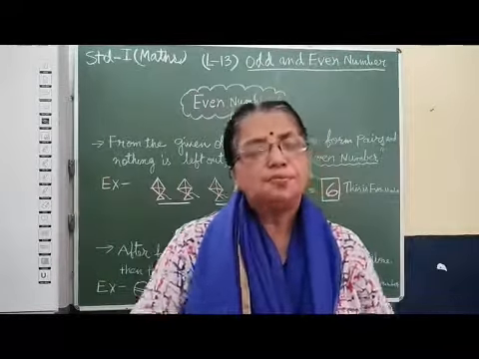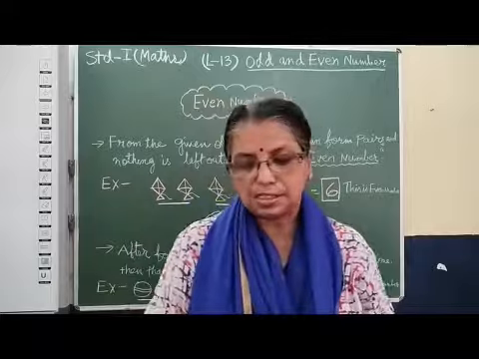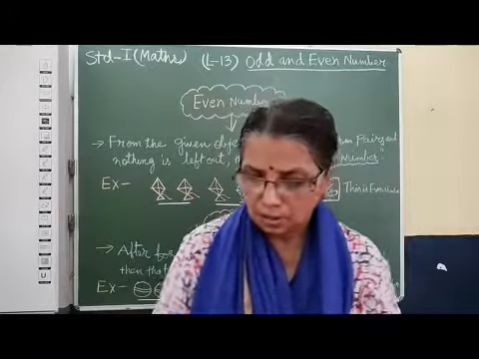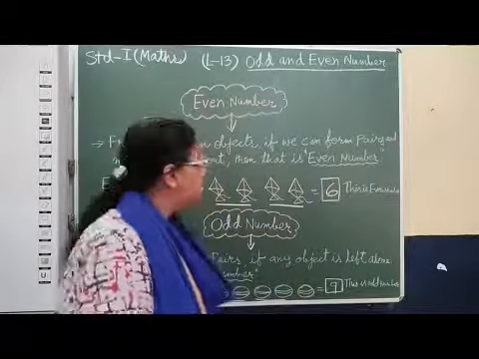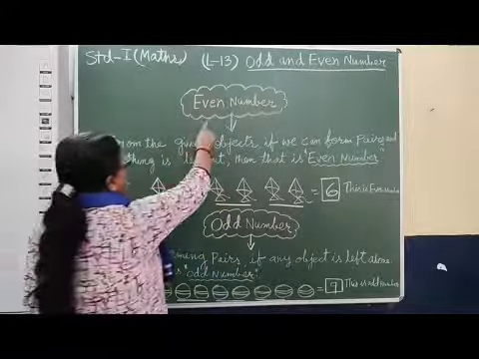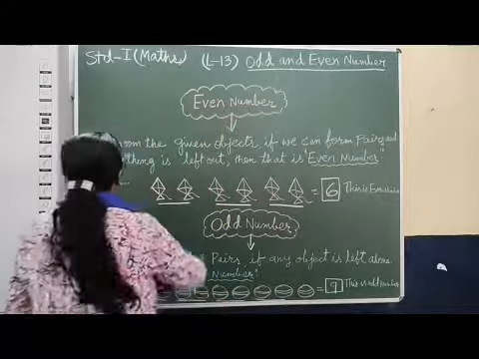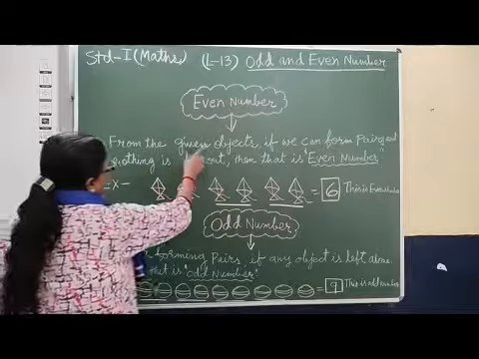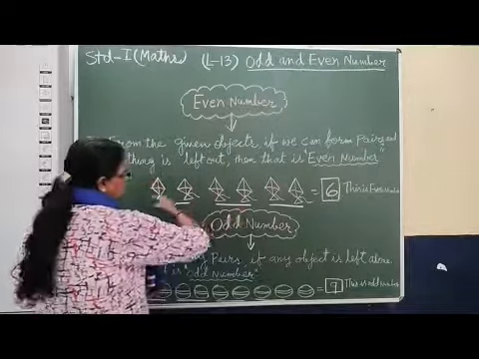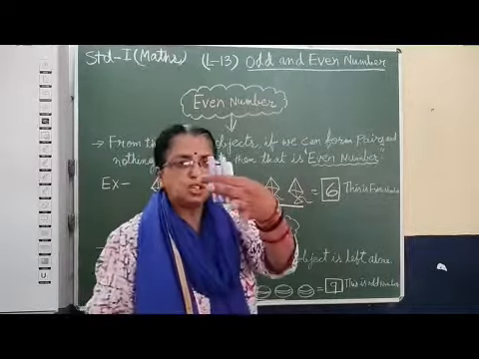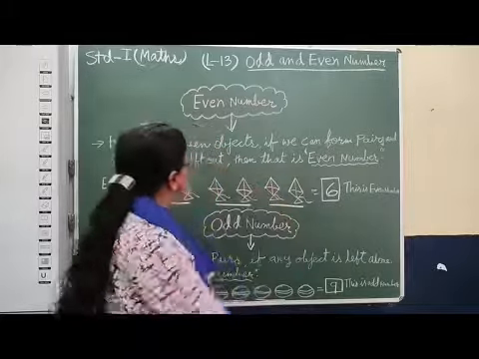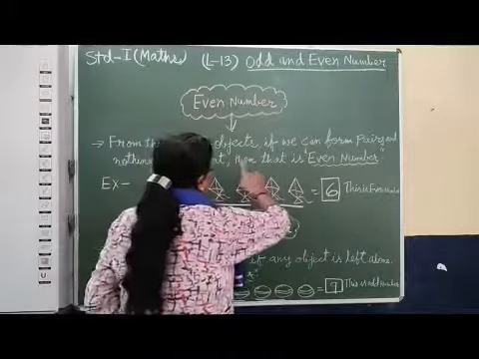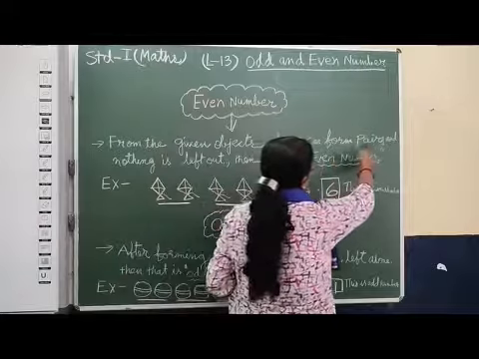So this thing we will do through an exercise so that you can understand. Okay? So let's start. Odd and even numbers. What is an even number? From the given objects. Objects means this. Whatever I have shown you, this is also one object. From the given objects, if we can form pairs.